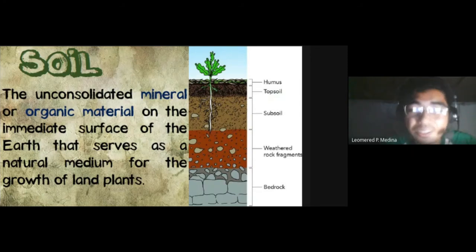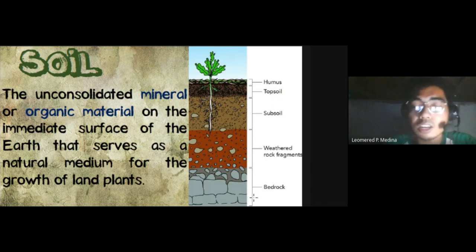So, lastly, it is actually the presence of the different layers of the soil. Basically, whenever we're talking about soil, it is now the unconsolidated mineral or organic materials on the immediate surface of the earth that serve as natural medium for the growth of land plants. Soil is created because of the exogenic processes that happened on rocks. Okay? Soil came from rocks and minerals.